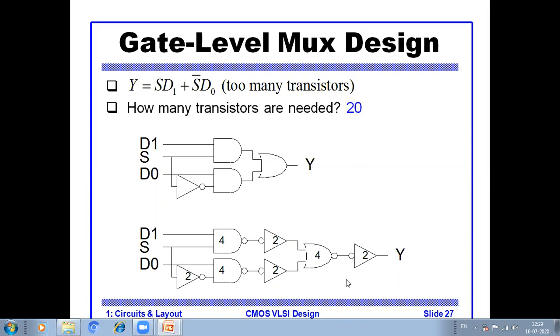So how the 20? Yes, anyone tell me? Already we have implemented the CMOS logic for the NAND gate. If you implement it with the NAND gate, how many transistors are required? 2 PMOS and 2 NMOS. So 4 transistors are required for the NAND, 4 transistors are required for the NAND again, 2 transistors for the NOT.